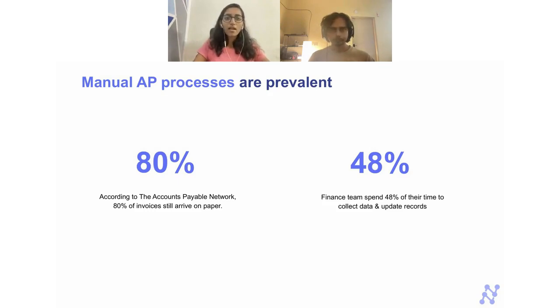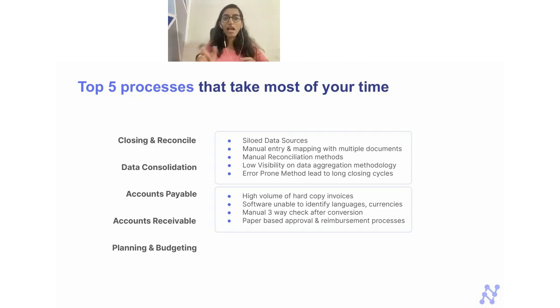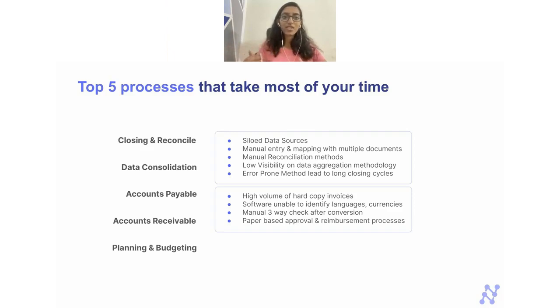If we take the top 5 processes that take most of the time in finance, we see that they are manual in nature. They have a lot of manual aspects: closing and reconciliation, data consolidation, accounts payable, accounts receivable, planning and budgeting. People collect data from siloed data sources. They have manual data entry and manual data mapping from multiple documents. And there are many paper based approval and reimbursement processes which take up a lot of time and lead to less visibility. Is that really the case?